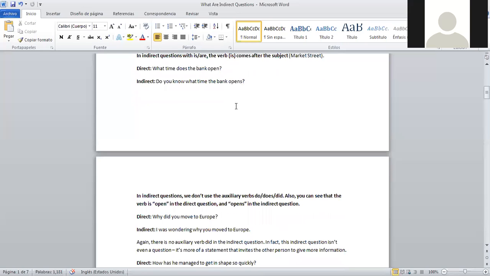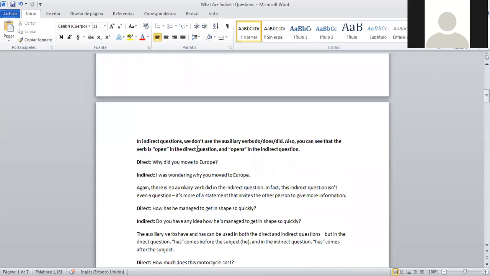So in indirect questions, we don't use the auxiliary verbs do, does, did. Also, you can see that the verb is open in the direct question and opens in the indirect question. That is because we remove does. If the question had been with do, we don't put anything on the verb because it's do. But when it's does, because it's he, she, or it, we have to put the inflection. That is the S or E.